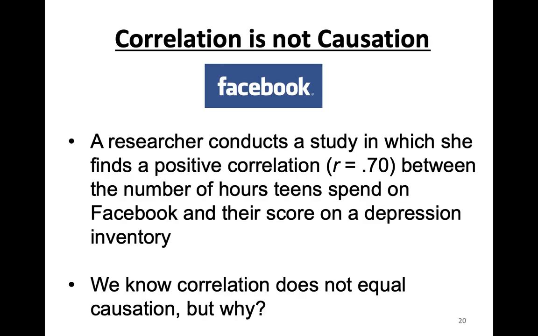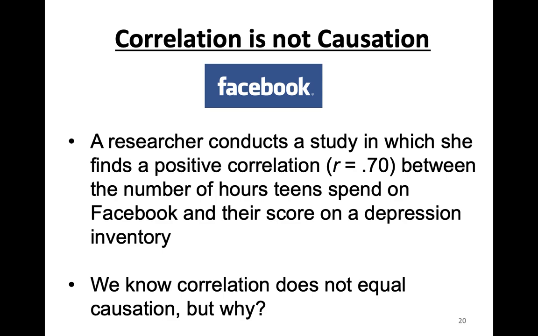All right, now you may have heard the phrase correlation is not causation, and I want to go over an example of why that is. Let's just say that a researcher conducts a study in which he finds a positive correlation between the number of hours that teens spend on Facebook and their score on a depression inventory. We kind of have a good sense of how to interpret that correlation coefficient now. We know it's positive, such that the more hours teens spend on Facebook, the higher their score on depression, and the fewer hours they spend on Facebook, the lower their score on depression. And it's pretty strong. The best we can get is a 1, so 0.7 is strong.